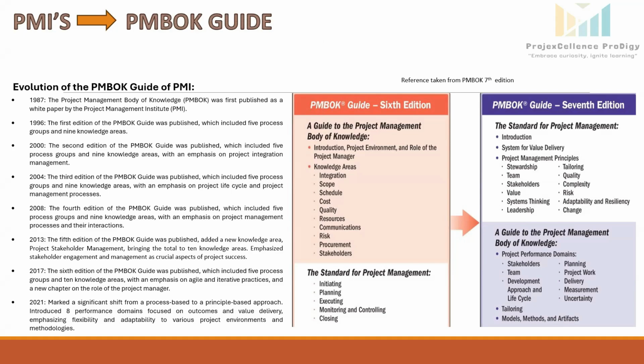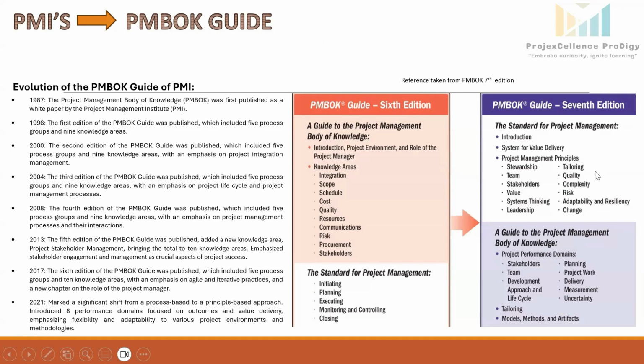In 2017, the 6th edition of the PMBOK guide was published, which included 5 process groups and 10 knowledge areas with an emphasis on agile and iterative practices, and a new chapter on the role of the project manager. In 2021, the 7th edition marked a significant shift from a process-based to a principle-based approach. It introduced 8 performance domains focused on outcomes and value delivery, emphasizing flexibility and adaptability to various project environments and methodologies.